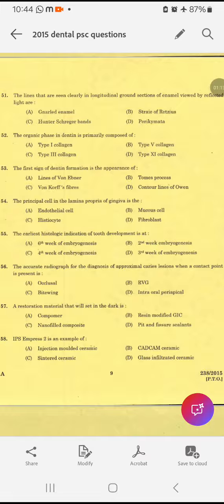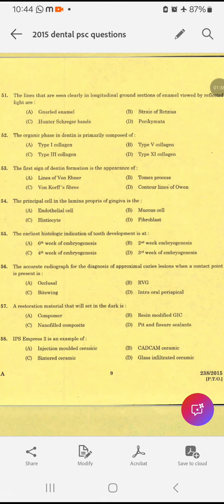Now question number 53. The first sign of dentine formation is the appearance of lines of von Ebner, or Tomes' process, or von Korff fibers, or contour lines of Owen. What is the first sign of dentine formation? The first sign of dentine formation is von Korff fibers. Okay, option C. Von Korff fibers.